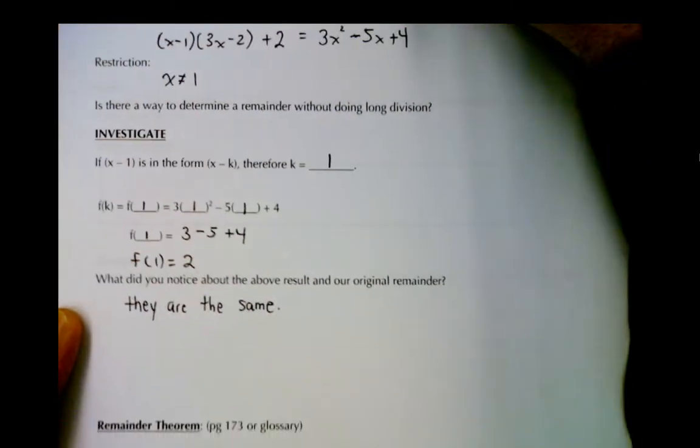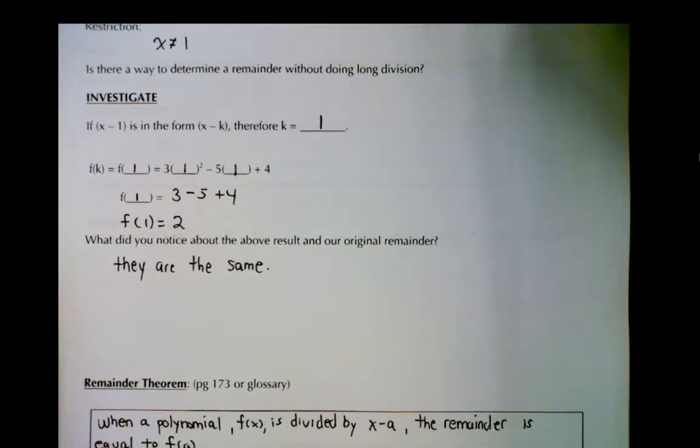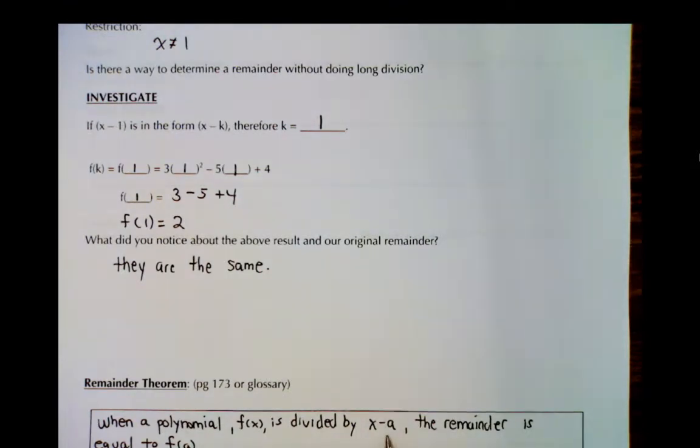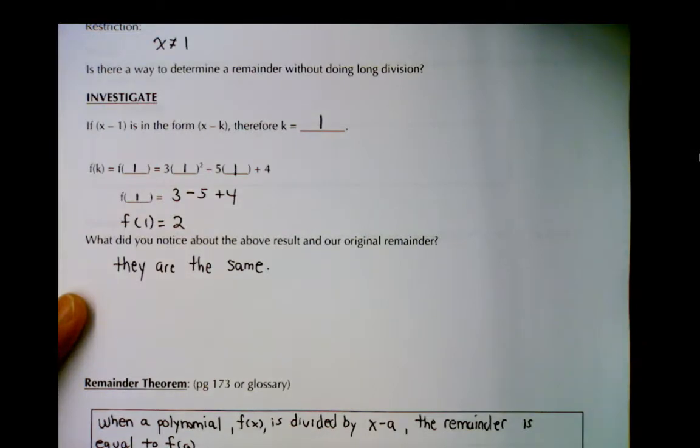And what the remainder theorem states is that when a polynomial, f of x, is divided by x minus a, the remainder is just the function at a. So whatever that a is, if we plug that into the original function, our answer is the remainder. And that's the remainder theorem. We can practice on the next page.